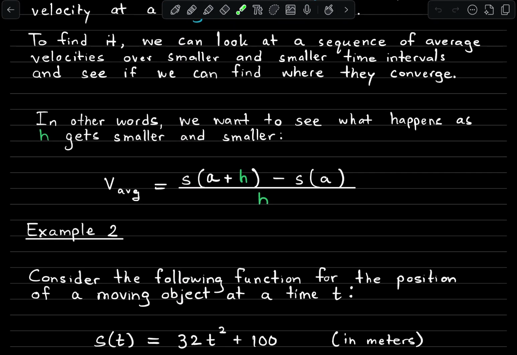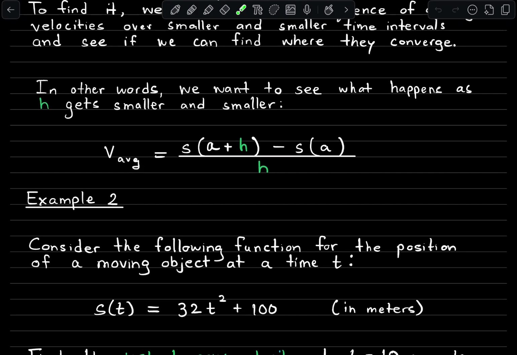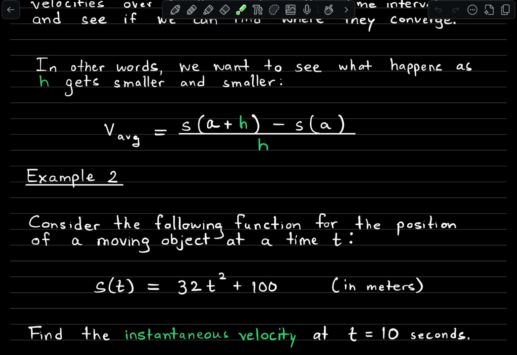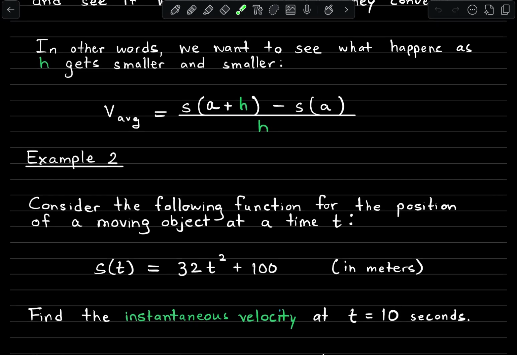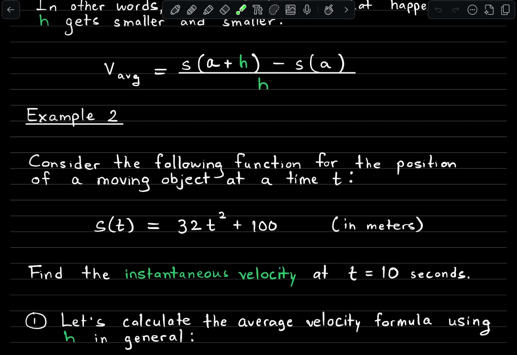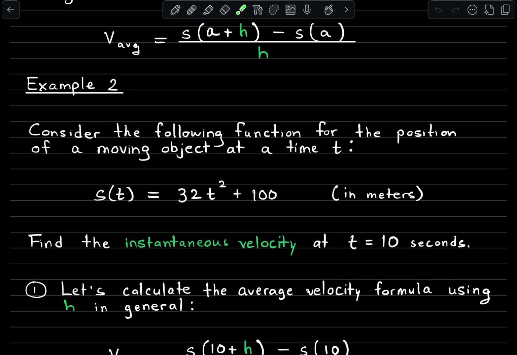All right, so now we've got example 2. Consider the following function for the position of a moving object at time t. Our position function s of t is given by 32t squared plus 100, in meters. We want to find the instantaneous velocity at t equal to 10 seconds. Let's see how we can do that. Let's start by calculating the average velocity formula using that general h that stands in for that duration.